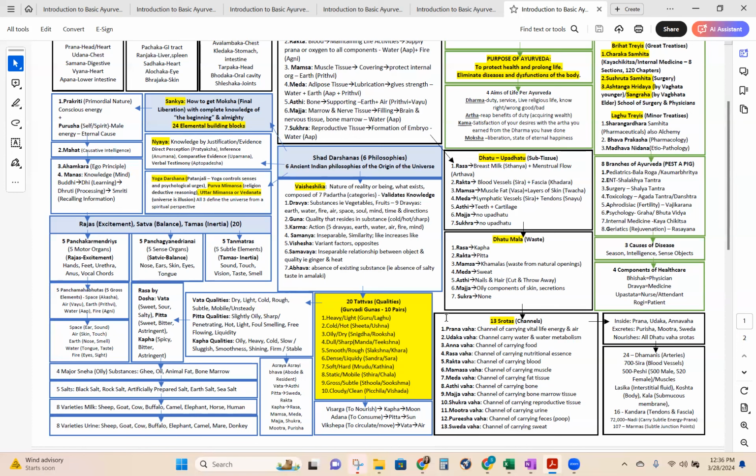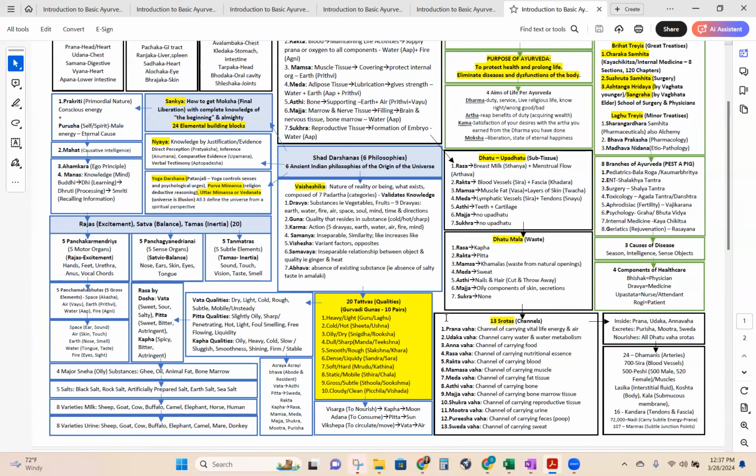dull, sharp, manda and tikshna; smooth, rough, shlakshna and khara; dense and liquidy, sandra and drava; soft, hard, mrudu and kathina; static and mobile, sthira and chala; gross and subtle, sthula and sukshma; cloudy and clear, picchila and vishada.